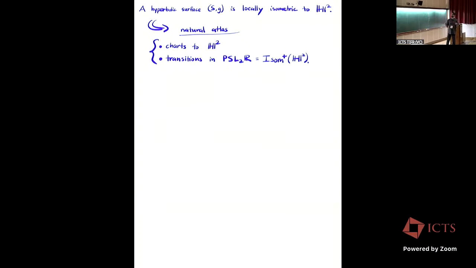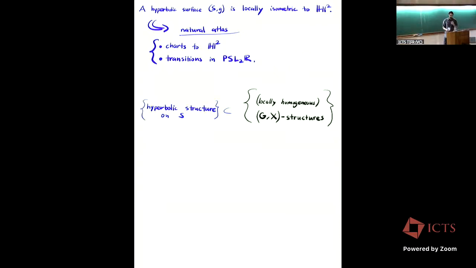So in particular, all the transitions live in PSL2R, which is the orientation preserving isometry group of H2. So the transitions are locally constant. This is a very special structure. And so what we see is that the hyperbolic structure on a surface is just a specific instance of a more general notion, which is that of a locally homogeneous GX structure.